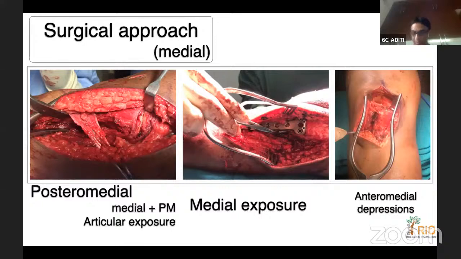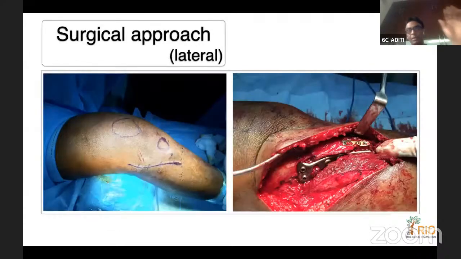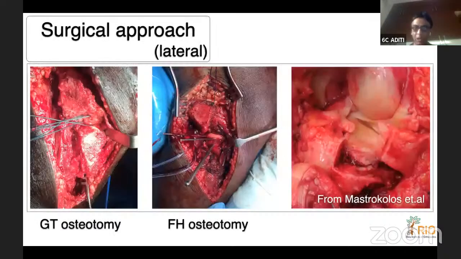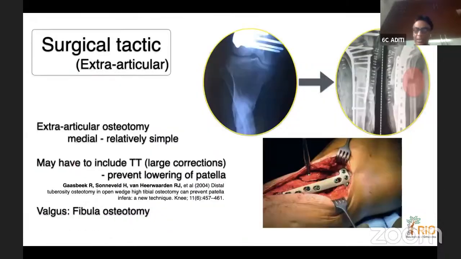And if you are embarking on a slope correcting osteotomy, an anteromedial exposure can also be very useful. For the lateral side, standard anterolateral exposures are enough most of the time, but if you are dealing with very complex malunions or posterolateral malunions, you might require osteotomy of the Gerdy's tubercle or the fibular head or both. And if you look at the literature, osteotomy of the patella, tibial tuberosity, and even taking down of the patellar tendon have been described. So it depends on the kind of deformity you are dealing with.